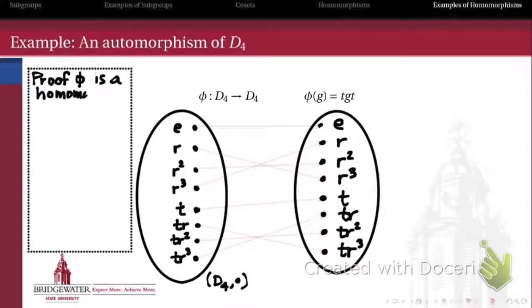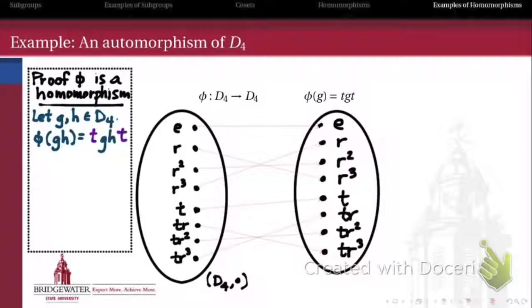Here's a proof that phi, defined in the way that we have defined it here, actually is a homomorphism. To prove that, we just need to show that the product rule is satisfied. So let's take 2 arbitrary elements in the domain D4. We need to show that if I apply phi to their product, gh, I would get t times gh times t. I need to show that that's the same thing as I would get if I take phi of g and phi of h and then compose them together.